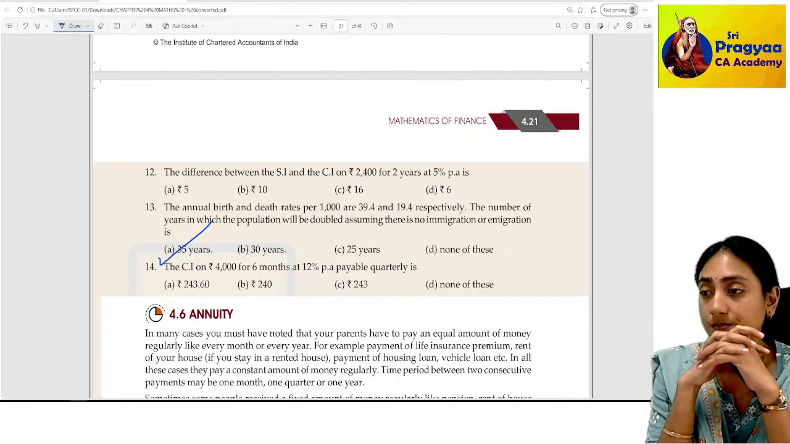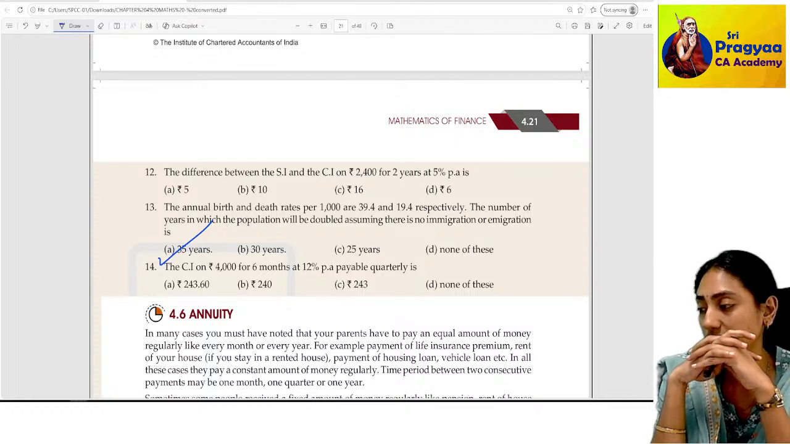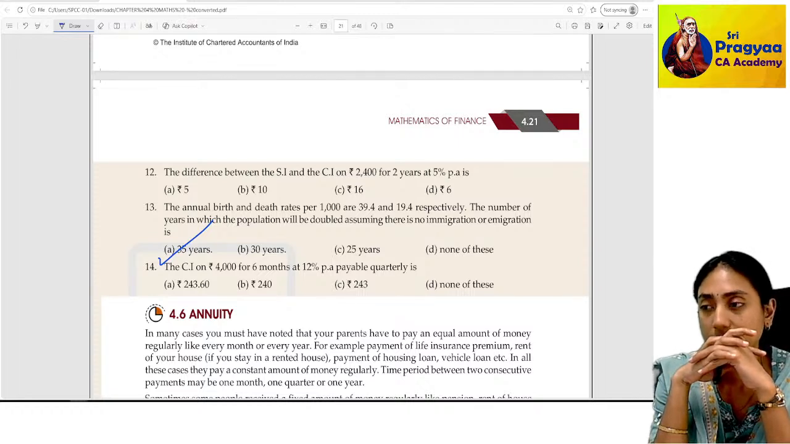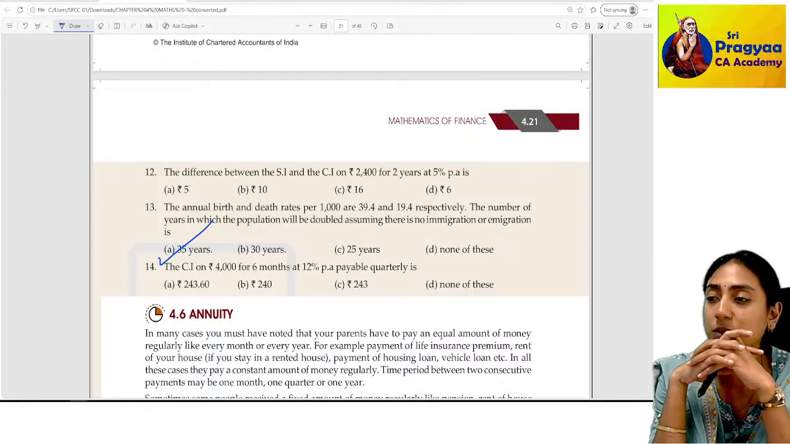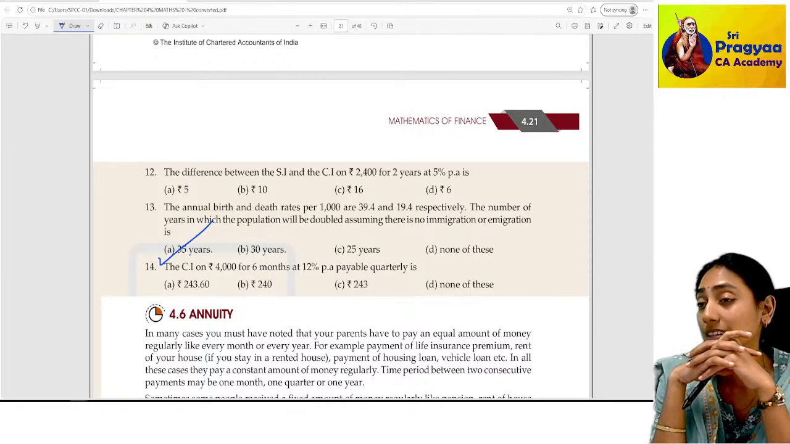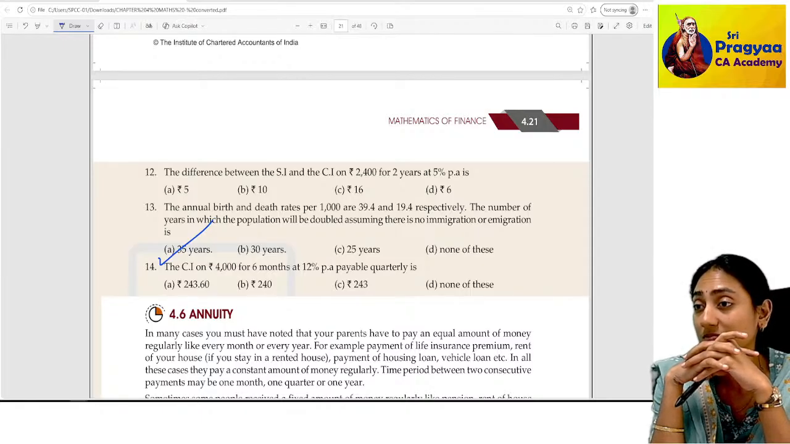டுவெல்த் ஓகேவா? என்ன ஆன்சர்? எதுக்கு இன்ட்ரெஸ்ட் கண்டுபிடிக்கிற? வாட் இஸ் இது? வாட் இஸ் தட்? டிஃபரன்ஸ் பிட்வீன் சிம்பிள் இன்ட்ரெஸ்ட் அண்ட் காம்பவுண்ட் இன்ட்ரெஸ்ட் என்ன?